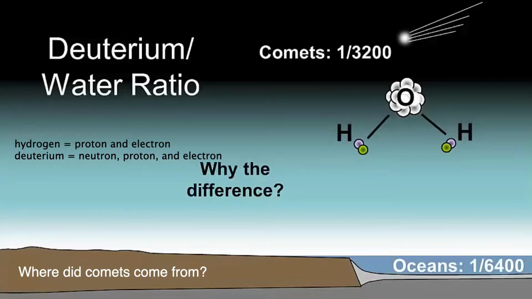And what did we need for deuterium? We needed an extra neutron. That's why comets have a ratio of 1 to 3,200. The ocean is 1 to 6,400. And why is that? I think it's because the ocean diluted the water that was coming up. So just food for thought.